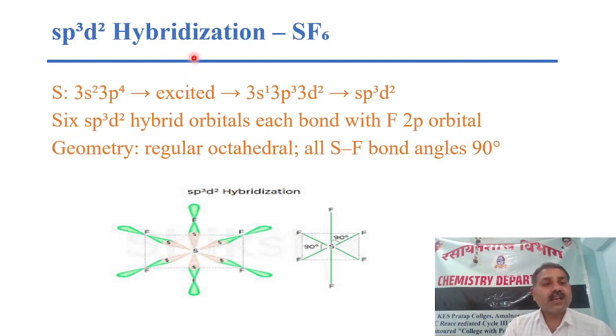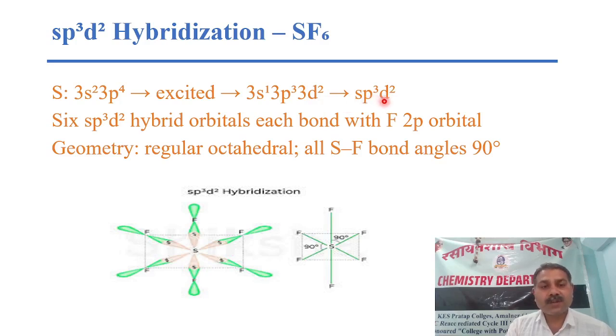Another hybridization is sp3d2 hybridization, and the example of this hybridization is the SF6 molecule. Sulfur is the central atom, and it is surrounded by 6 fluorine atoms, so it can form 6 bonds. Sulfur belongs to group 16 and has valence shell electronic configuration 3s2 3p4. In the excited state, electrons get excited to higher energy 3d orbitals. So we get 1 s orbital, 3 p orbitals, and 2 d orbitals. So sp3d2 hybrid orbitals are formed.